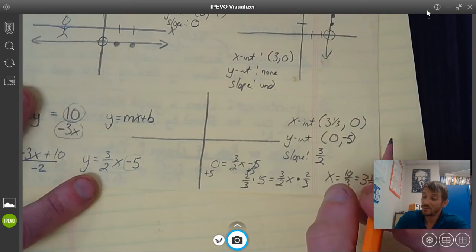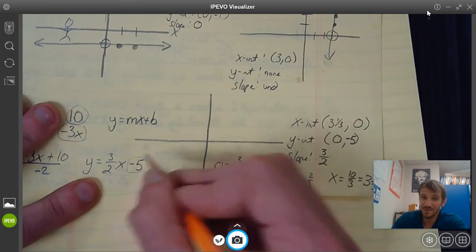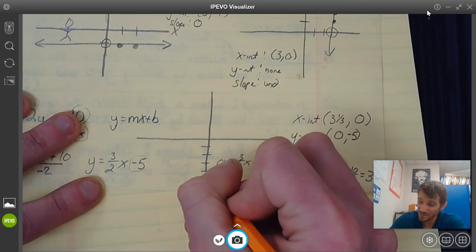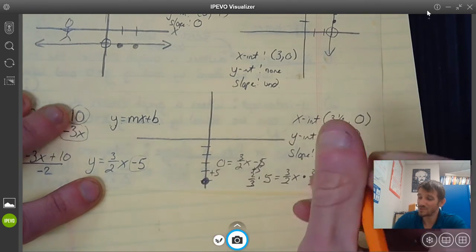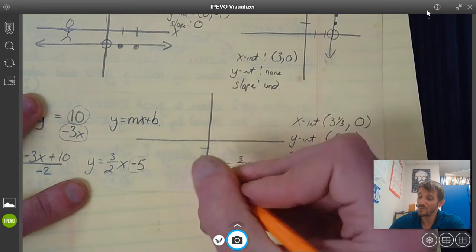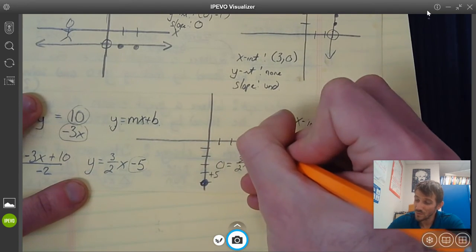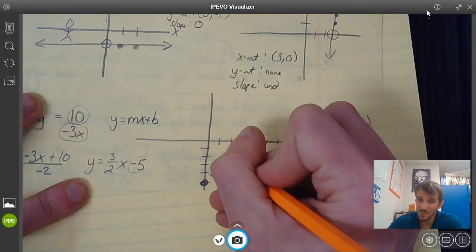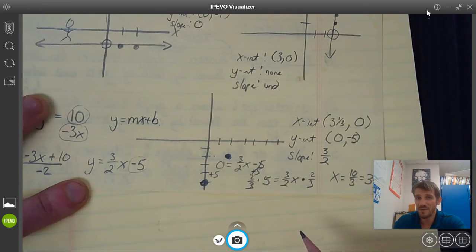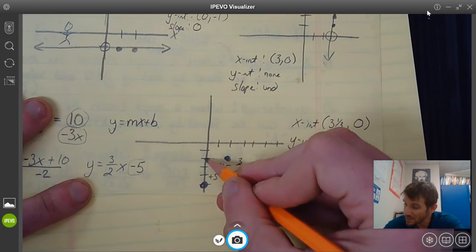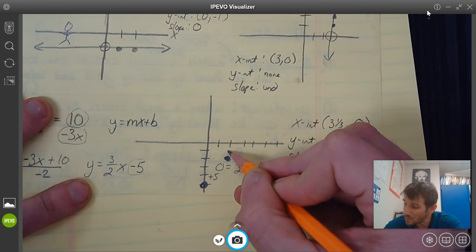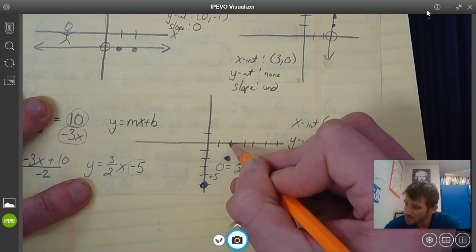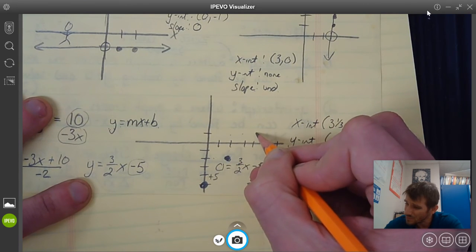Now, let's graph it just for fun. So -5, that's 1, 2, 3, 4, 5 going down. Your slope would be going up 3 over 2. So I'm going to go up 3 over 2. Sorry, my hand's in the way. Up 3 and over 2. Up 1, 2, 3, and over 2.